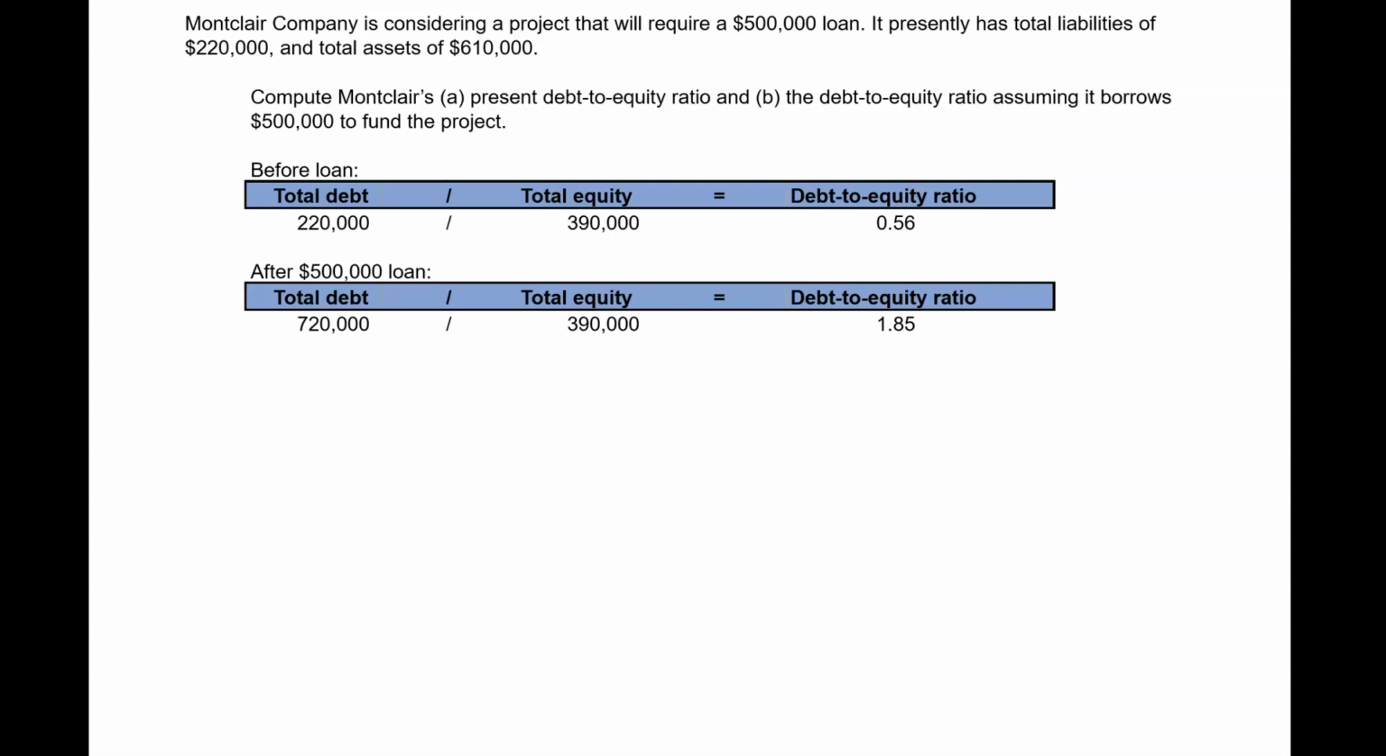So this is just another example of debt to equity ratios, and when we get to chapter 17, we will bring this ratio back and all of the other ones that we've talked about all semester long.